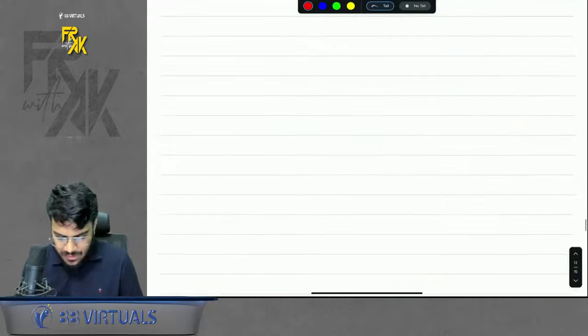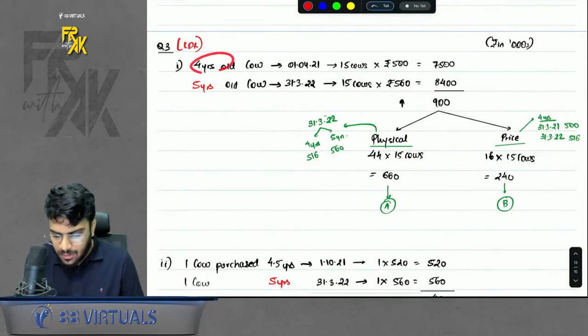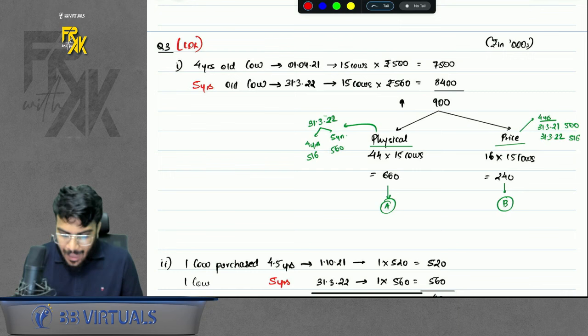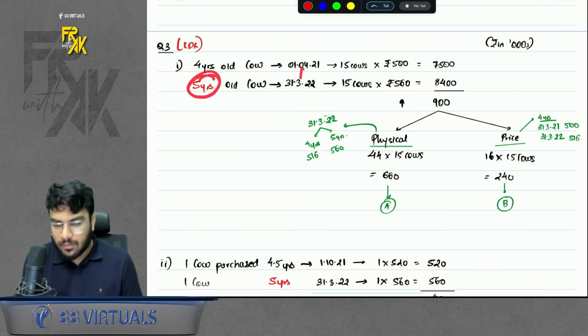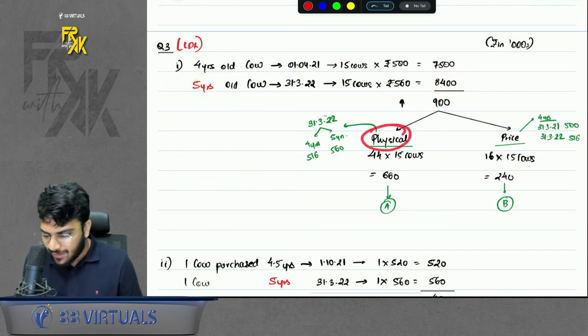Just follow a simple procedure, solve it one by one. You had 4-year-old cows, this was the opening value. Okay, after 1 year, can I say it will become 5 years old? Find the closing value, you will get the total increase or decrease. Now how to find the physical change, how to find the price change?